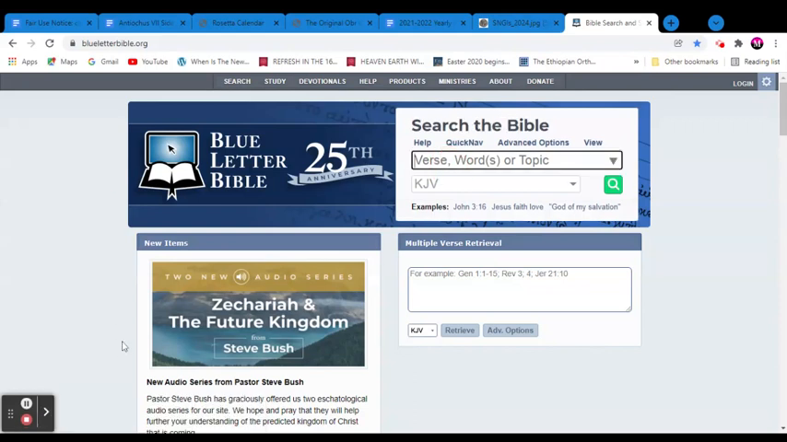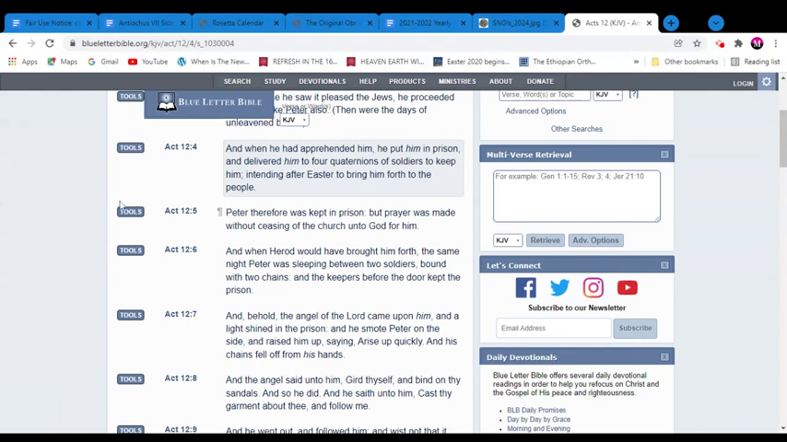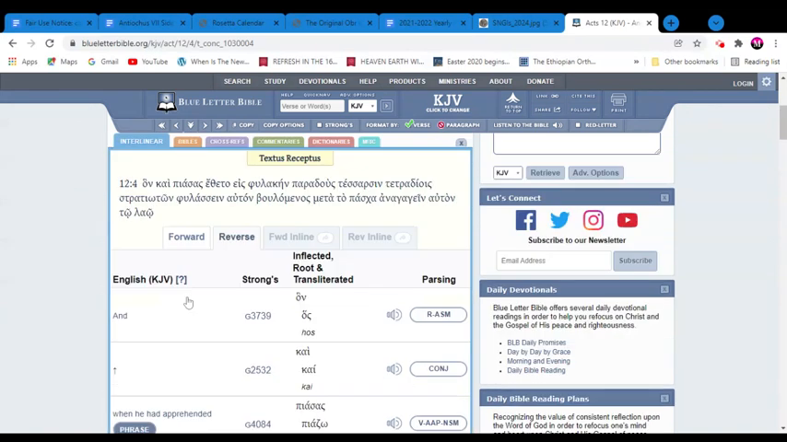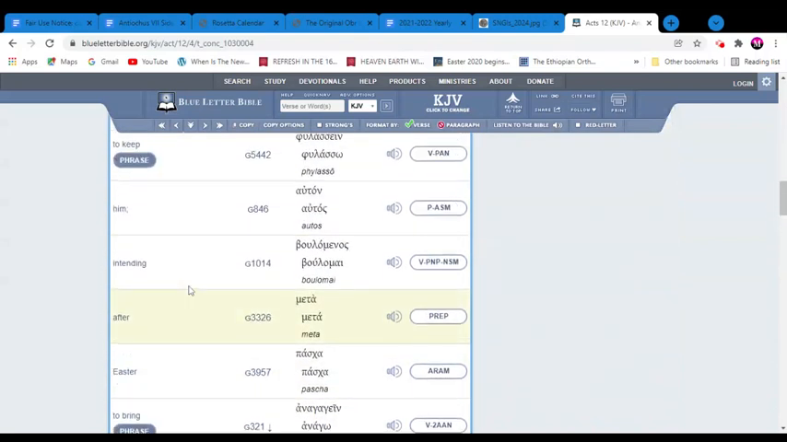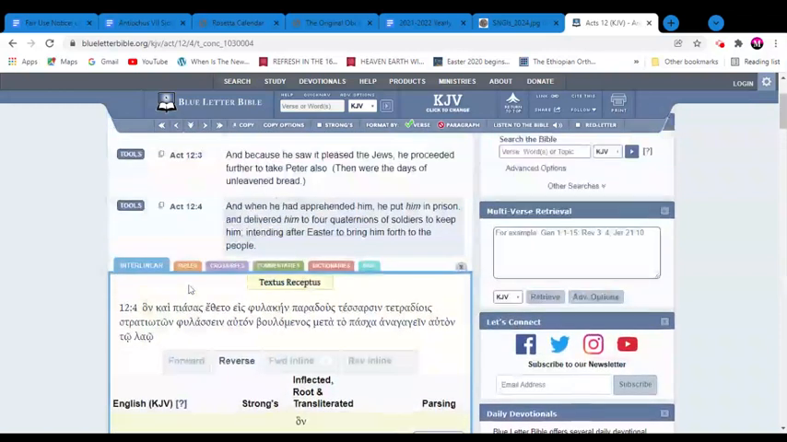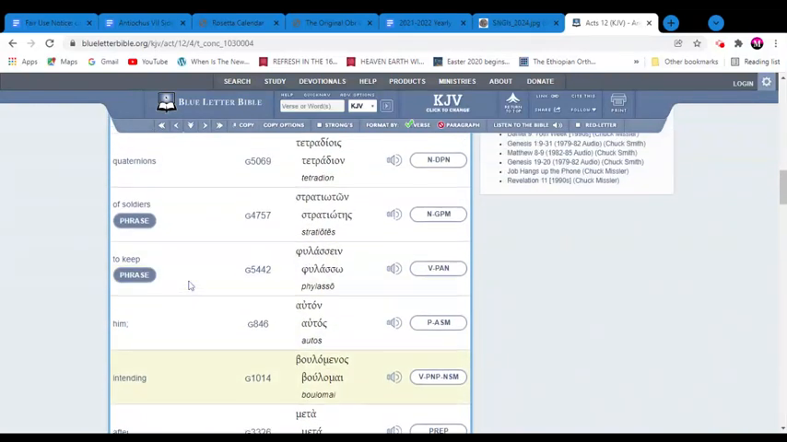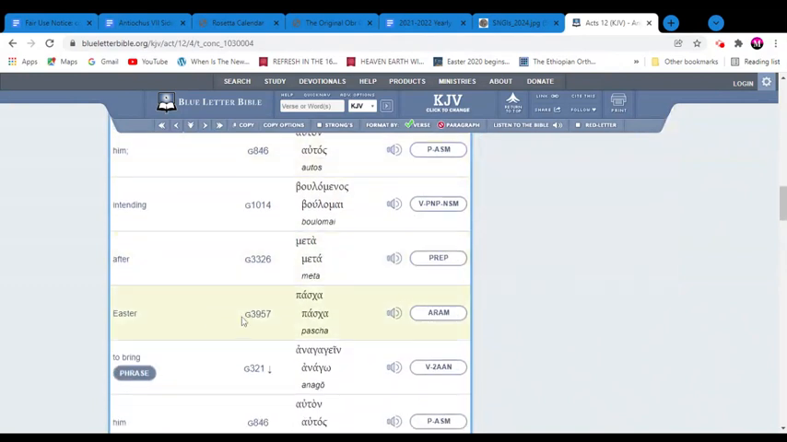It's taking a while, y'all. There we go. Acts chapter 12. It's going to take a while to get there. And when you get to Acts chapter 12, you're going to click right here because this is where you see the word Easter. I keep going past it, y'all. There we go. It is G3957.